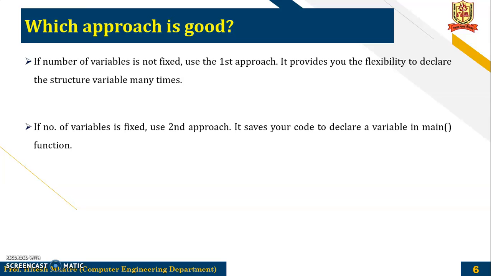But if the number of variables is fixed, you know how many variables you will be creating, so use the second approach. This will save your code from declaring a variable in the main function. So the declaration code will be reduced, since you will be declaring the variables along with the structure definition. So this is used only when the number of variables is fixed.